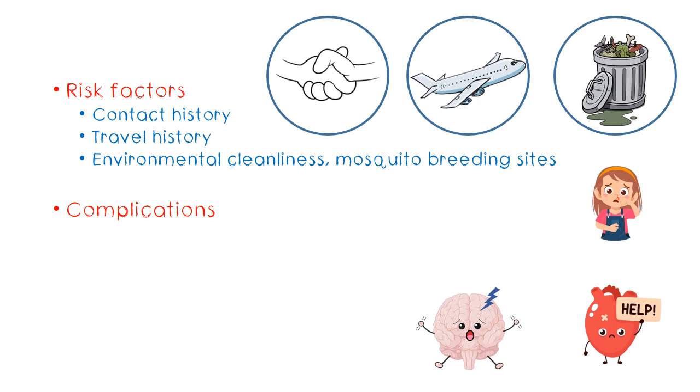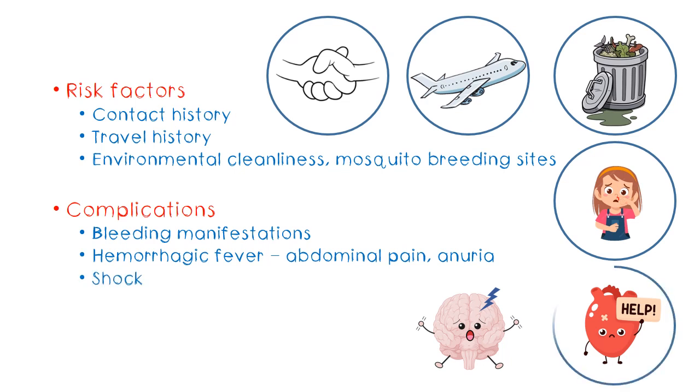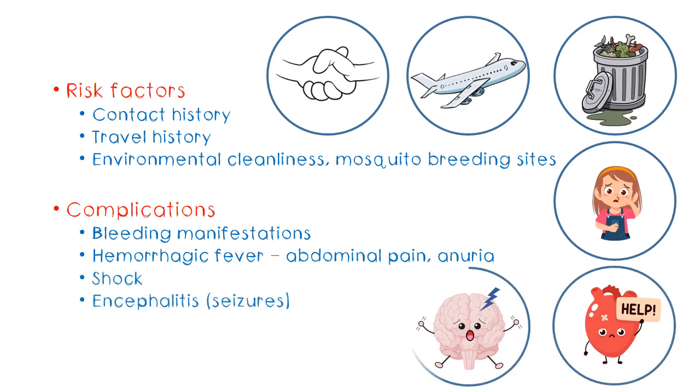Complications also depend on the likely diagnosis, but some common ones to any infection can be bleeding manifestations in severe sepsis or dengue fever, hemorrhagic fever as seen in dengue, septic shock, and encephalitis, which can present with seizures.